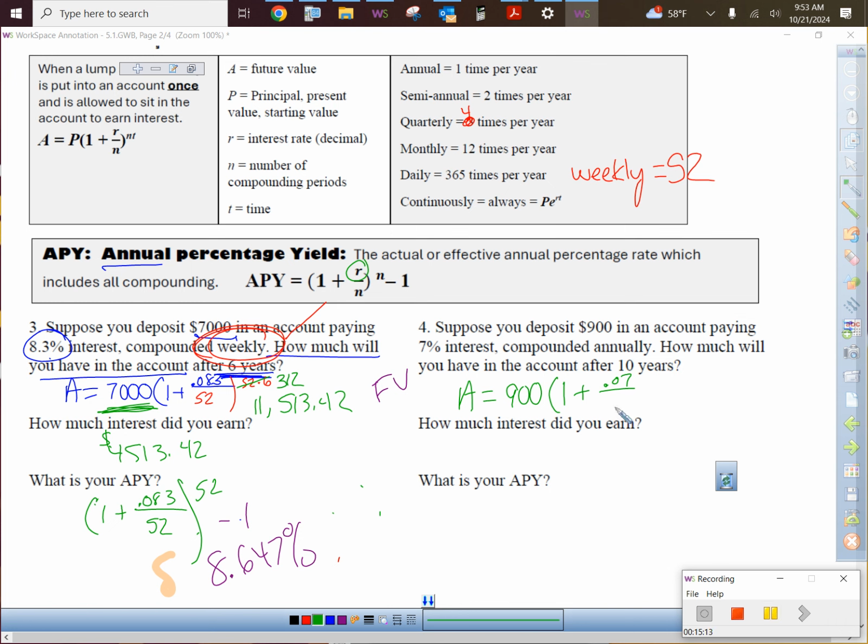So in all seriousness, if you don't want to put that 1 down there, you really don't have to, because 0.07 divided by 1 is still 0.07. It's up to you if you want to use that or not. And then 1 times 10, which is 10. So we've got really good interest at medium time. 10 years is medium. We've got really good interest to 7% at medium time.